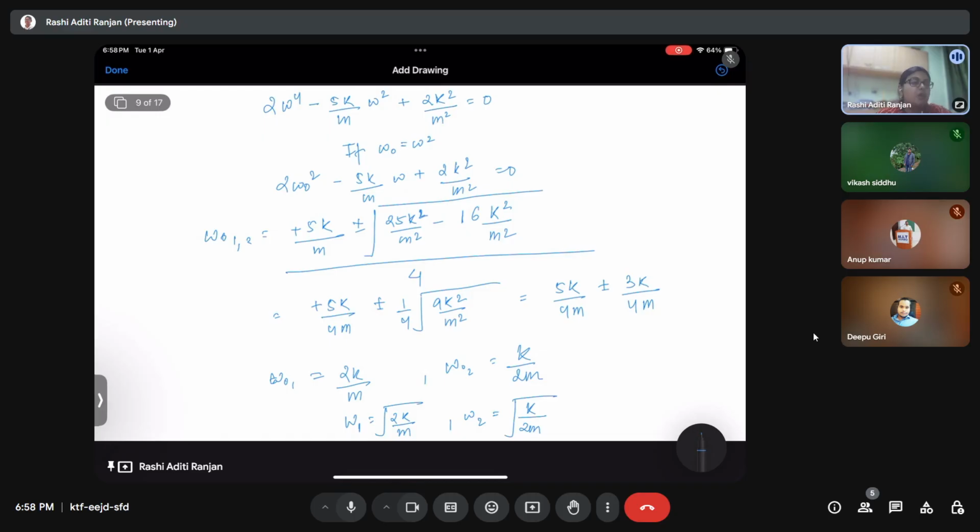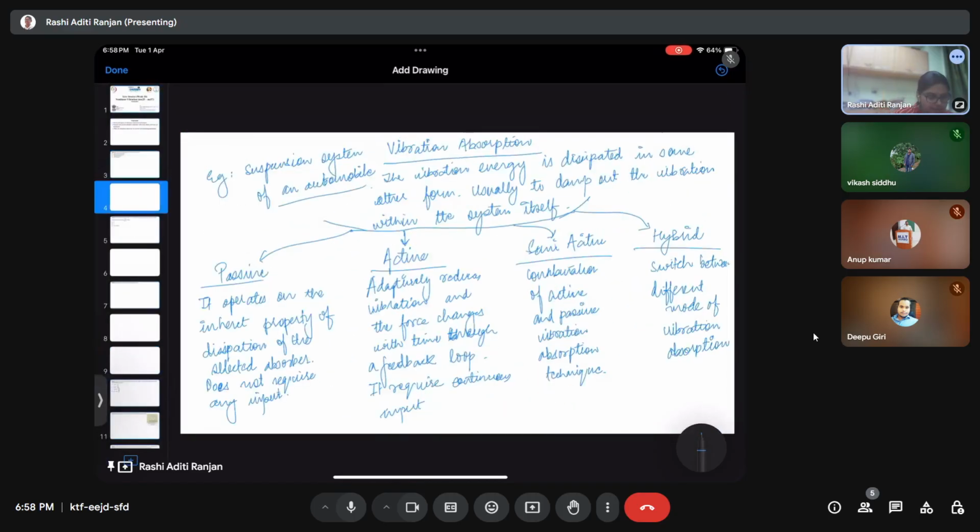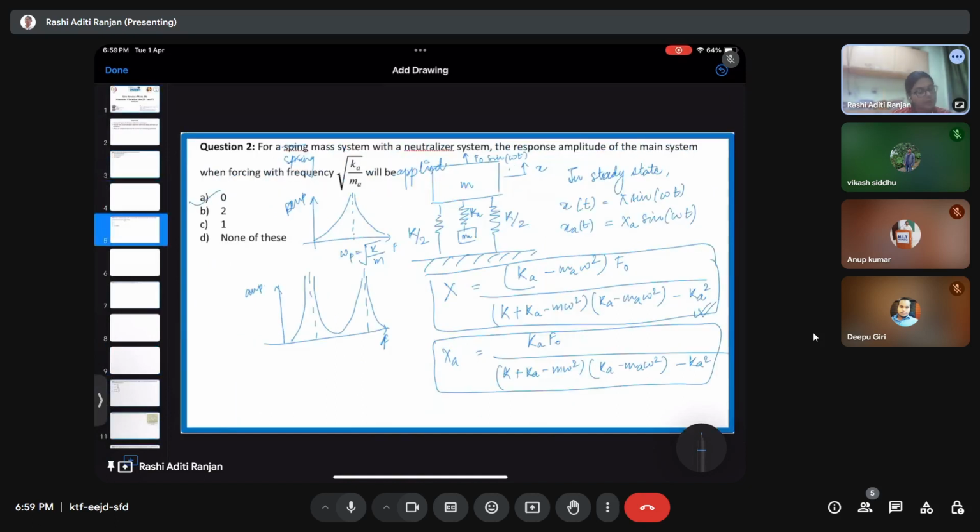Okay. So now, initially when I was doing this, I wrote omega p as under root k by m because this system was not there. The absorber was not there. Then I introduced an absorber and I got two frequencies, omega A and omega B. I didn't write the value. Why? Because I don't know what is going to be the value. We cannot say that one is going to be under root k by m and the other one is going to be under root ka by ma.